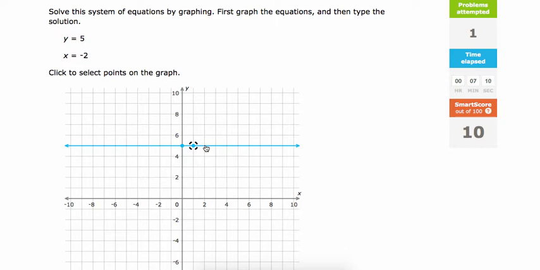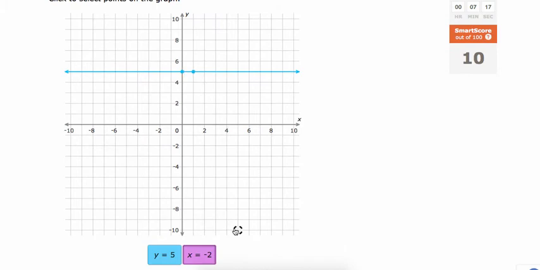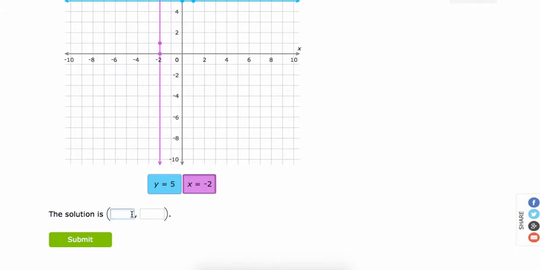Then if I want to go graph x equals -2, and make sure I select purple this time because that's x equals -2. So that means x is always -2. So y can be anything. So x is -2, y is 0. X is -2, y is 1. X is -2, y is 2. And that'll give me the vertical line. And you can see that the two lines cross at -2, 5. Well, let's say I accidentally type it in wrong, because let's say I read it as -3, 5.